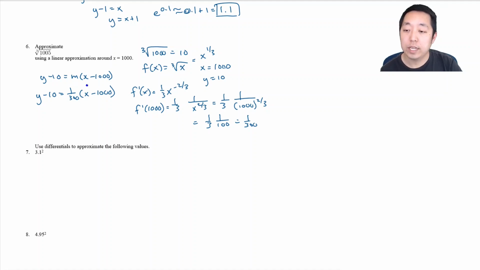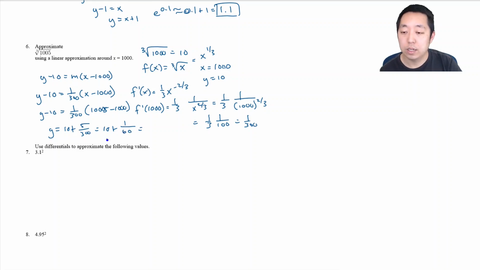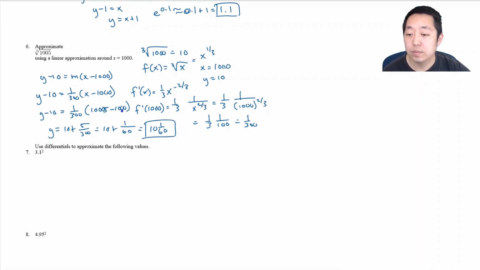Okay? And so then I can plug in 1,005. So I'm going to get y minus 10 is equal to 1 over 300 times 1,005 minus 1,000. That's 5. That's 5 over 300. So y would equal 10 plus 5 over 300, which is 10 plus 1 over 60, whatever that ends up being. You could calculate what a decimal of that is.